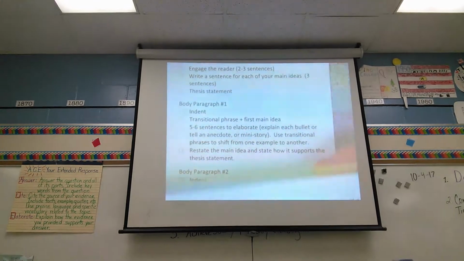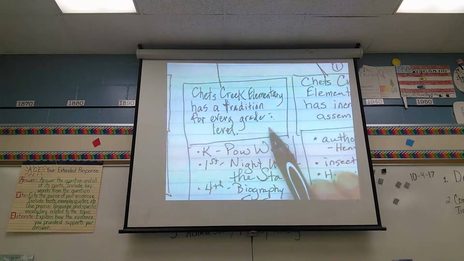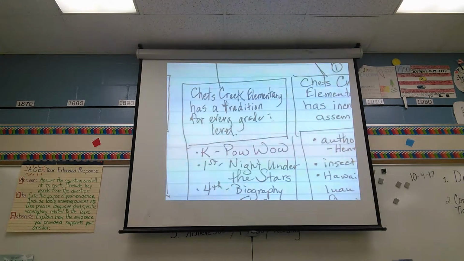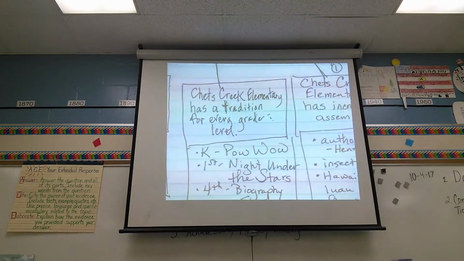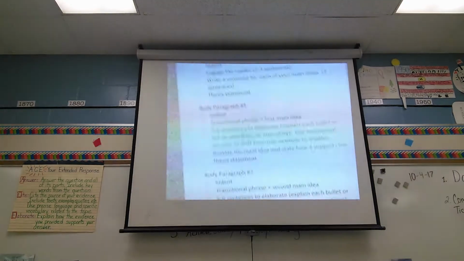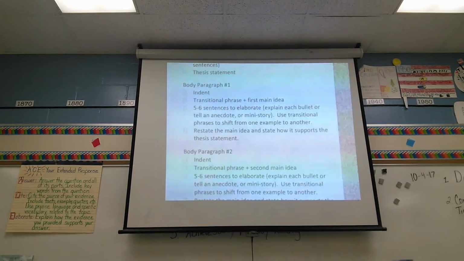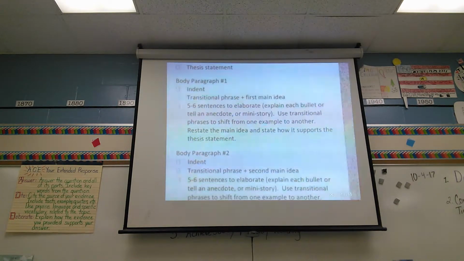Now, once we have the transitional phrase, students only just need to go to their planning sheet, and if the planning sheet has been filled out properly, they just have to copy the main idea sentence that they have on the planning sheet. It's a pretty simple process. Then we come to the more complicated process of trying to elaborate on our main idea.